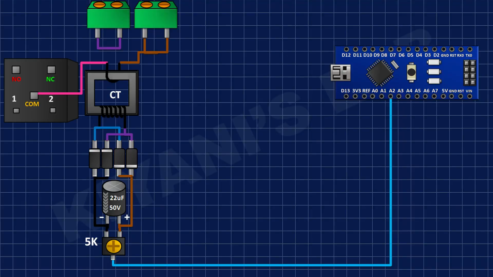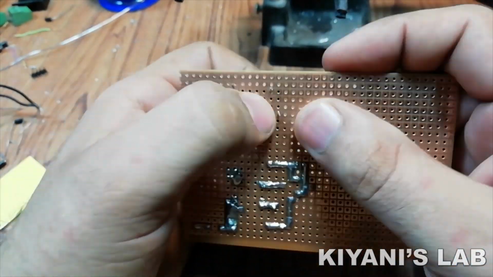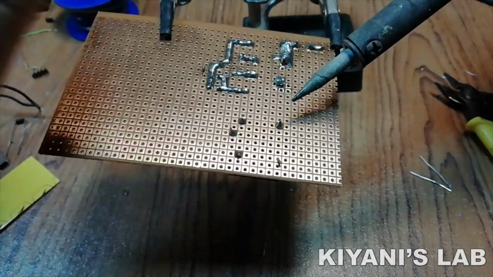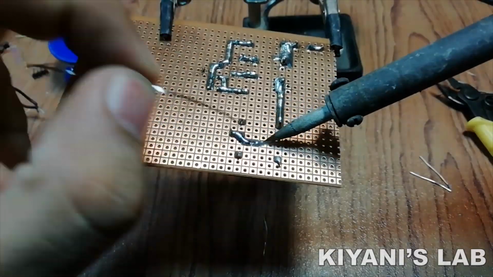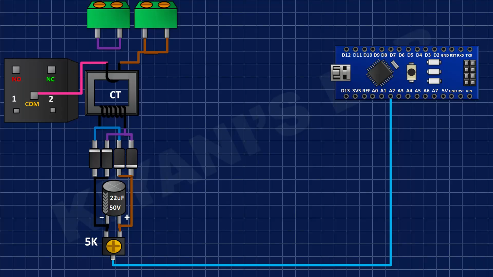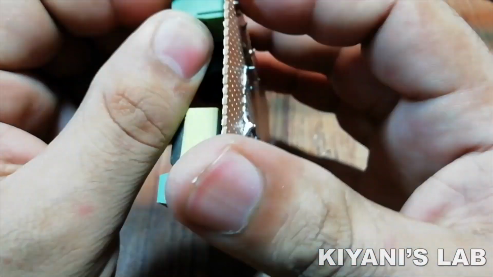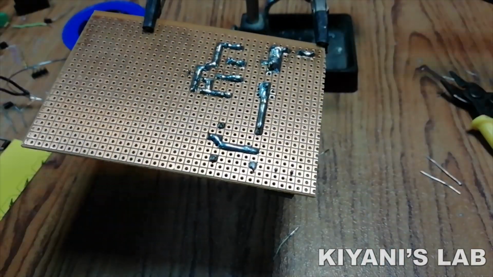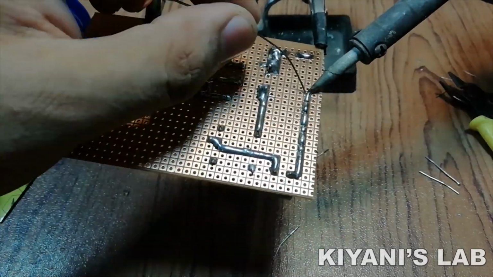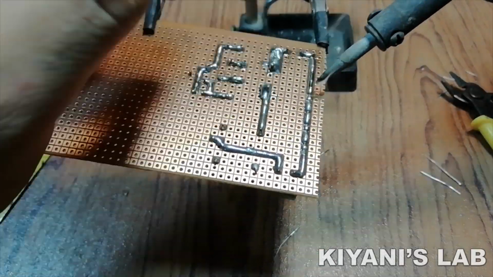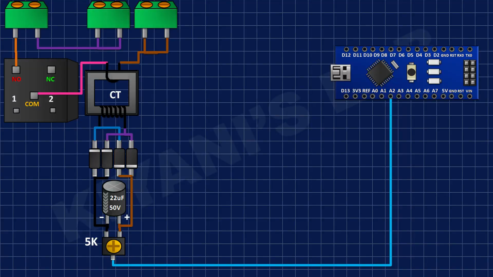Then I connected a 12 volt relay and connected its common pin to current transformer. Then I connected a 2 pin terminal block as shown in the diagram. Then I connected a diode to the coil pin of relay.